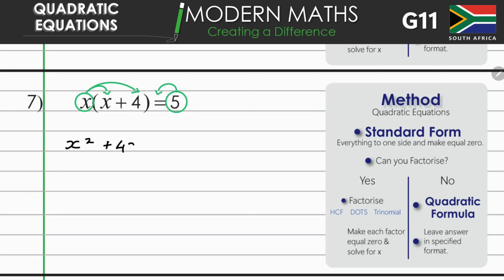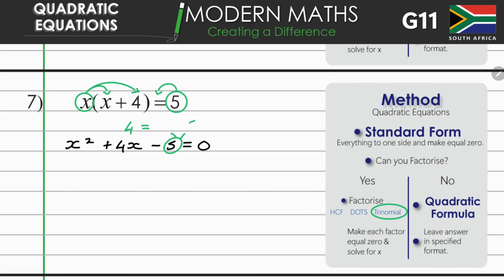X times x will give me x squared. 4 times x just gives me 4x. And if I take the 5 over, it becomes negative 5. Now I'm going to factorize these guys. Definitely got a trinomial on our hands. So I've got to use the factors of 5 to give me plus 4 that's in the middle.